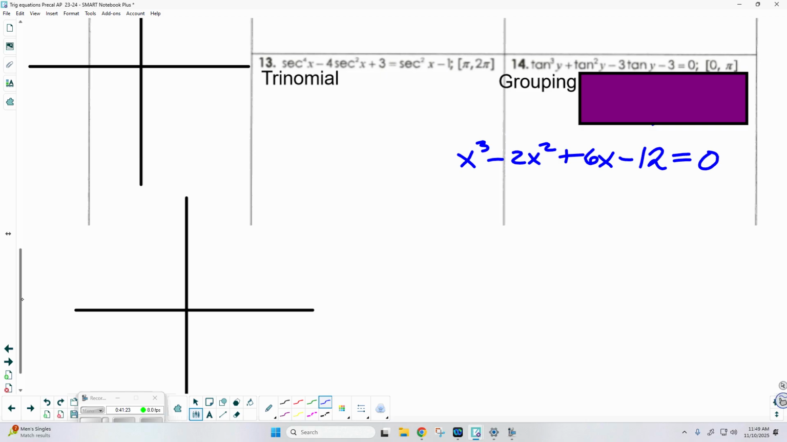Does that sound familiar? Okay, so I've got an example here that I pulled off that sheet I gave you. I'm going to go ahead and remind you how to factor by grouping, and then I want you to try number 14 for tomorrow. Please try the problem.